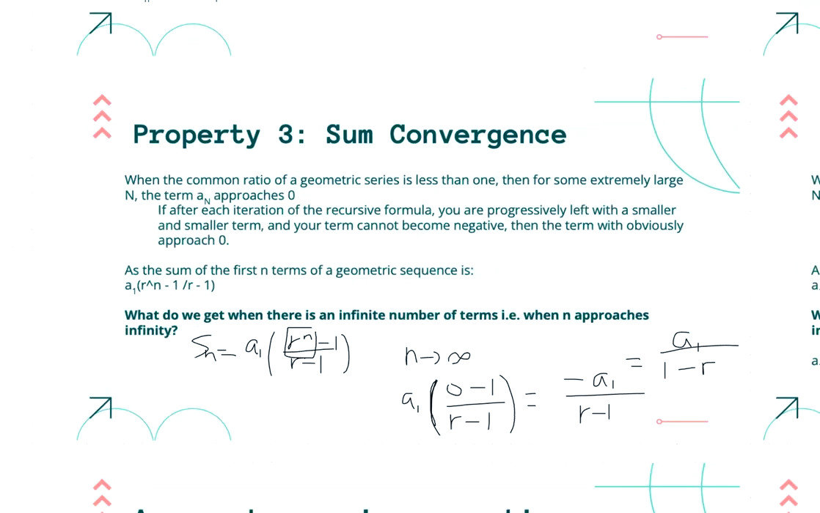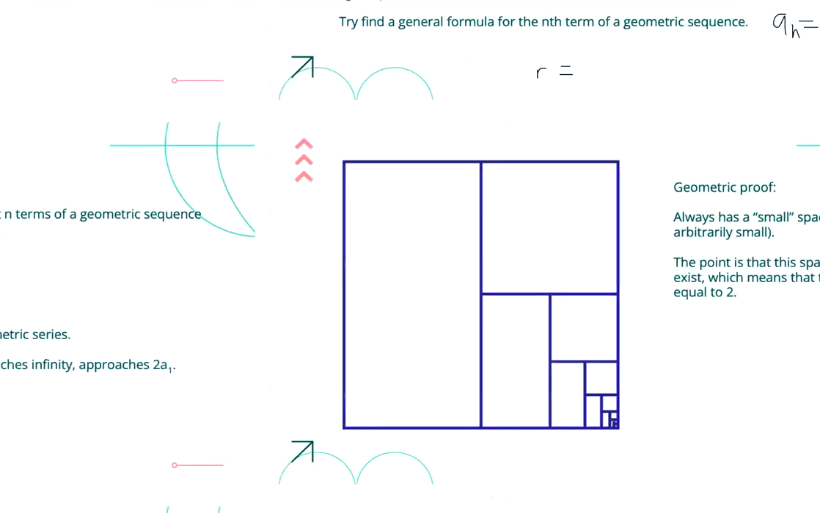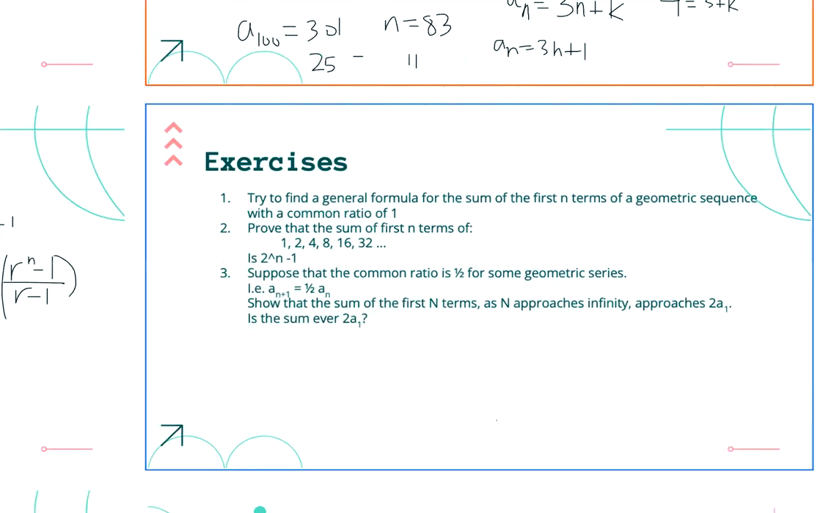Let's take a look at one right now, which is that suppose that the common ratio is 1/2 for some geometric series. So in other words, the common ratio, defined like this, is going to be applied to our n plus 1th term. So we want to show that the sum of the first n terms as n approaches infinity is going to be approaching 2 times a1. So all we have to do is plug that into our formula now.